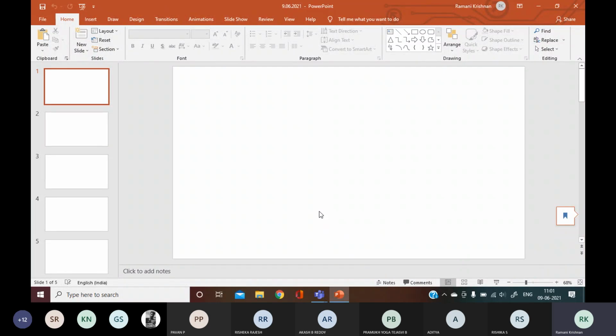Okay, students. Yesterday we did one derivation. So before I go for the next topic, I want to just show you once again the derivation. By the time, let the other students join.